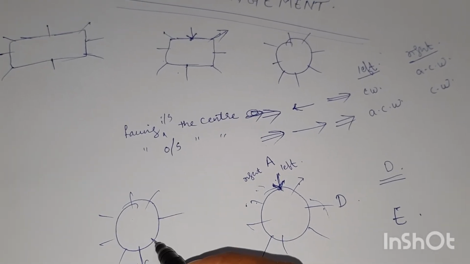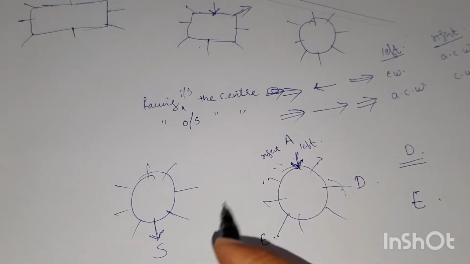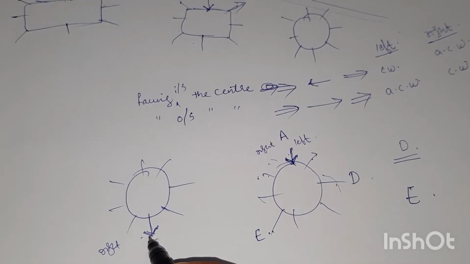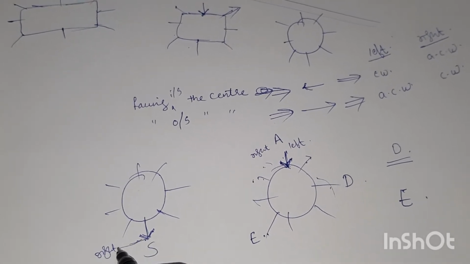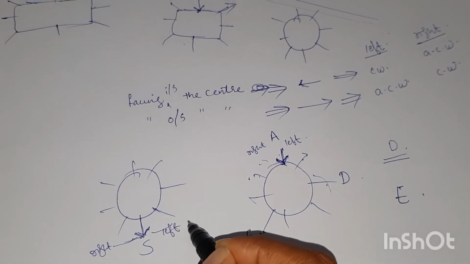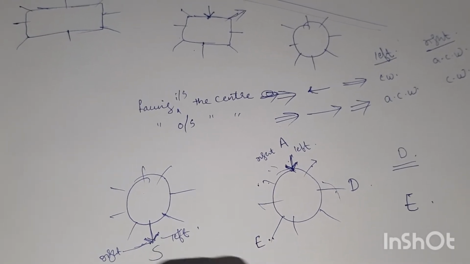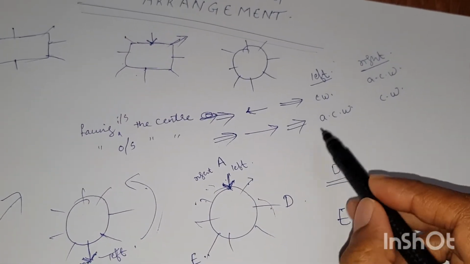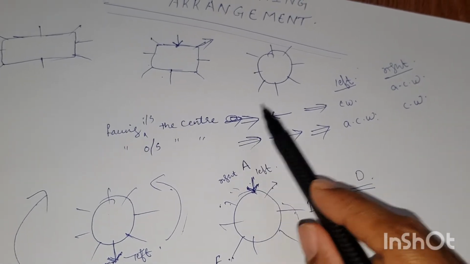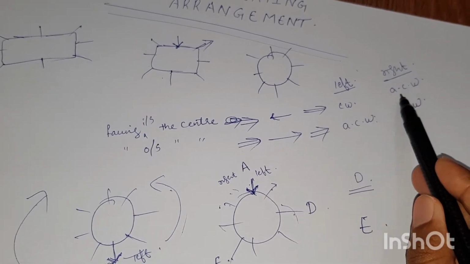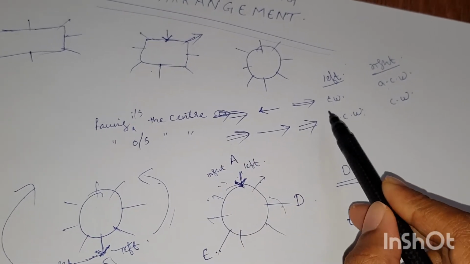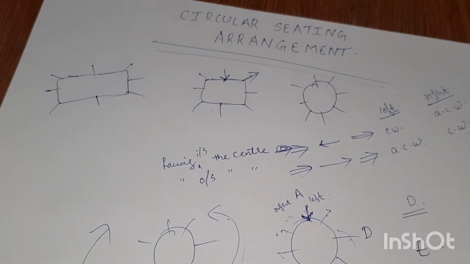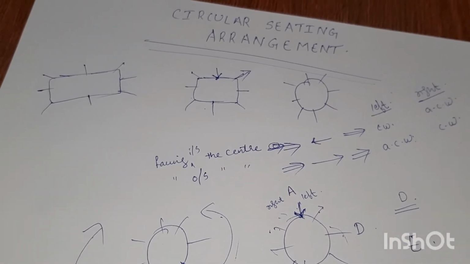Now suppose the person is facing outside the center. Assume that you are sitting here facing outside, then your right is here and your left is here. That means your right is in the clockwise direction and your left is in the anti-clockwise direction. That's what I have written here. Facing inside the center means your left is clockwise, right is anti-clockwise. Facing outside the center means left is anti-clockwise and right is clockwise. These are the main things you have to consider before going to this topic.